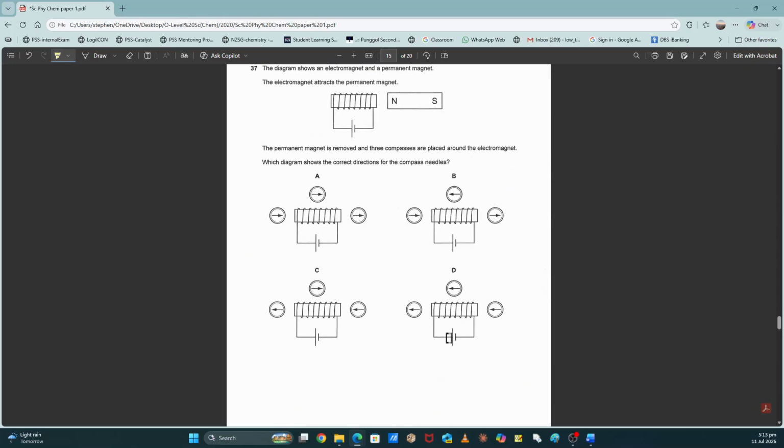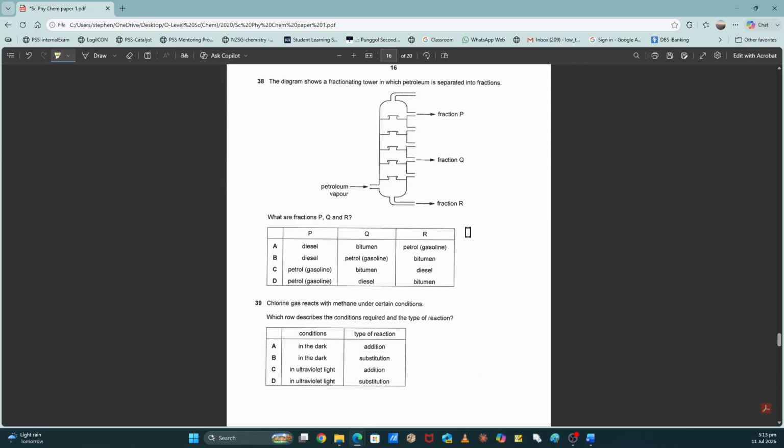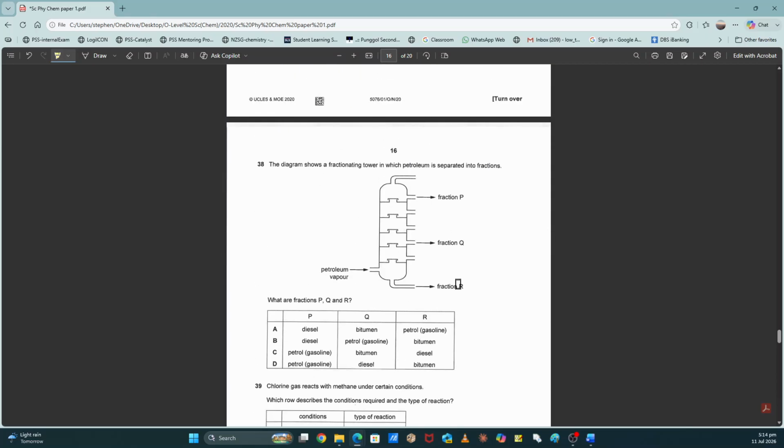I don't understand why a physics question is here, but never mind the typo error. Let's go to 38. The diagram shows a fractionating column. Okay, this is nothing but memorization. So R has to be bitumen, right? R has to be bitumen. Maybe Q. Q is diesel or petrol. I think P. P is the higher one, petrol, and then diesel. Okay, this is the answer.